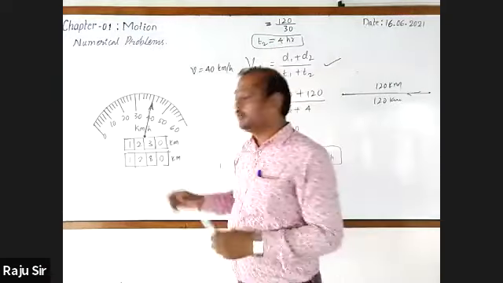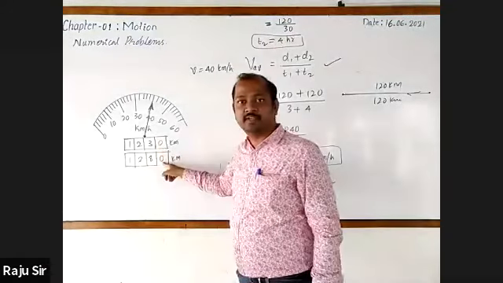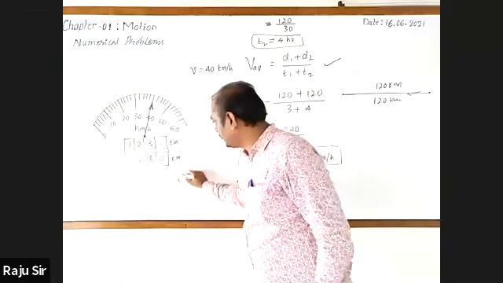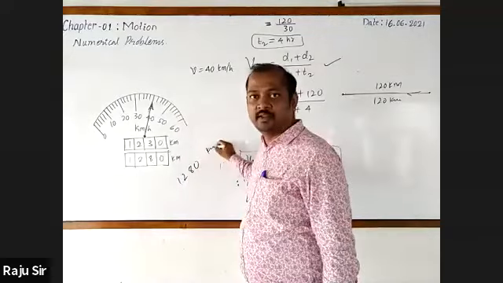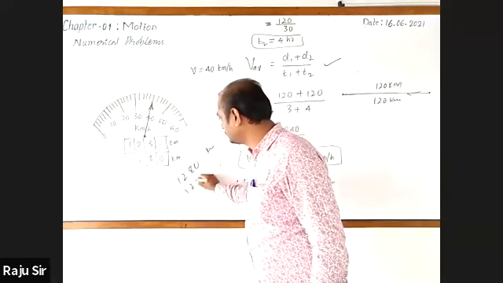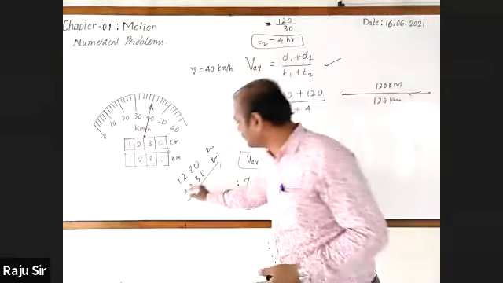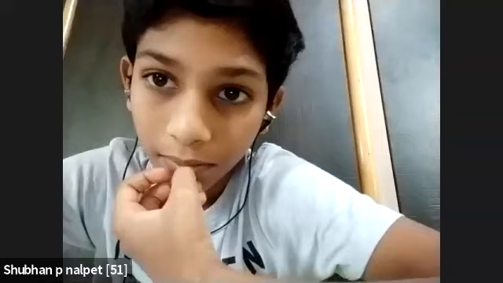Sir, the initial reading is 1230 kilometers and the final reading is 1280 kilometers, sir. We may subtract the initial distance from the final distance. After covering some distance, it is showing 1280 kilometers. Initially it was 1230. To know how much distance you have covered, you have to subtract. Minus. You will get 50.